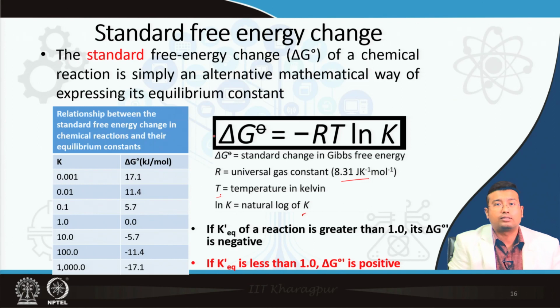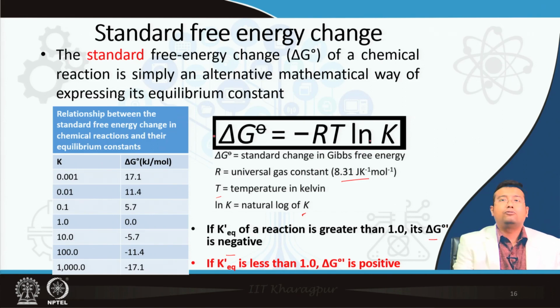And K is the equilibrium constant, inside the natural log. So we can have an idea looking at the chart that if the equilibrium constant of a reaction is greater than 1, then delta G is negative. Why are we giving delta G the prime sign? Because we are considering a specific reaction, okay. So delta G naught prime is the standard free energy change for a specific reaction. So why is this happening?